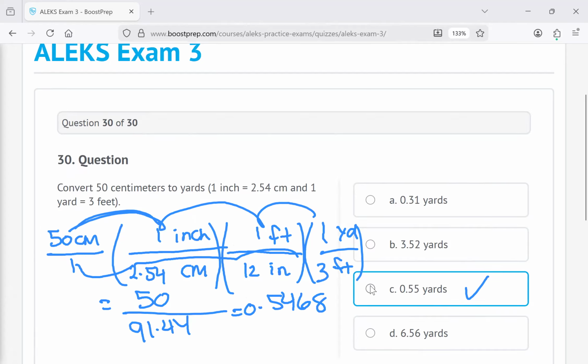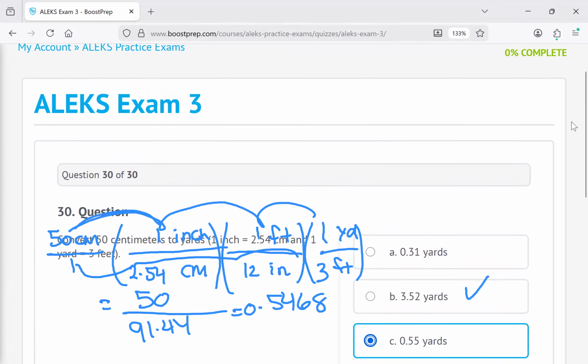Okay, so that's the last part for exam 3. Okay, so we'll do another exam.